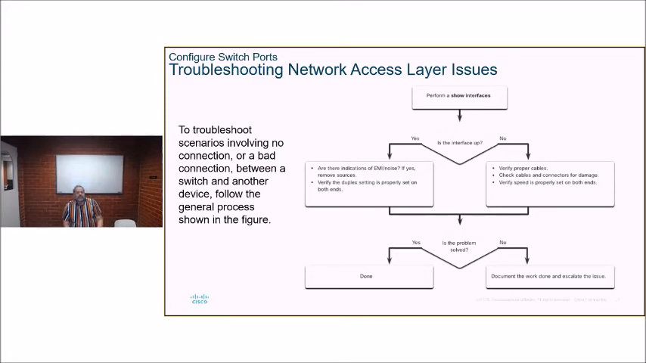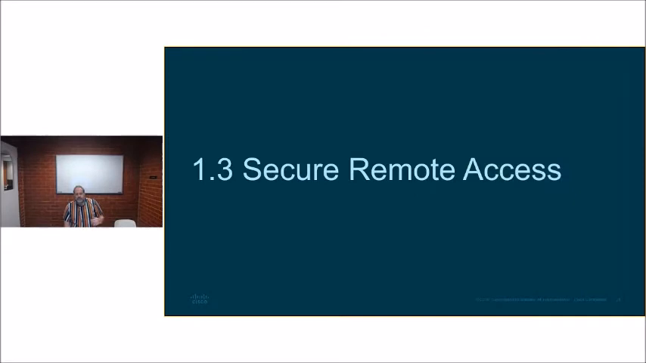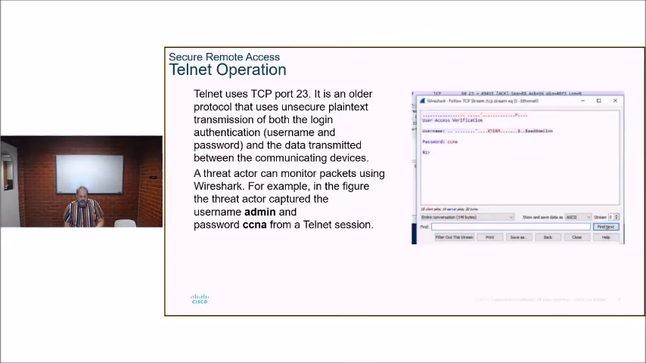All right, so troubleshooting network access layers. Perform a show interfaces. Is the interface up? Yes. Are there indications of inline noise? If yes, remove the sources. Verify the duplex setting is properly set on both ends. Is the problem solved? Yes, all good. Or no, document the work and escalate the issue. If the interface is down, verify that you've got the cables in and that they're the right ones. Check the cables and connectors for damage. Verify speed is properly set on both ends. So again, that's basically a troubleshooting flowchart.